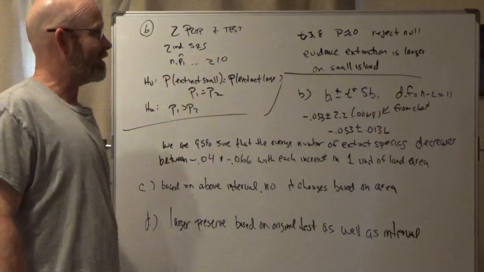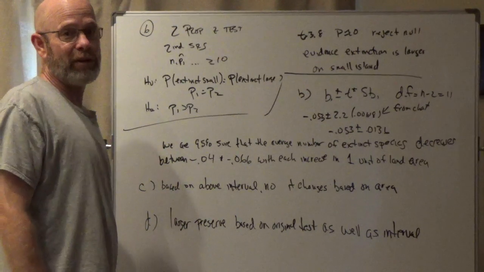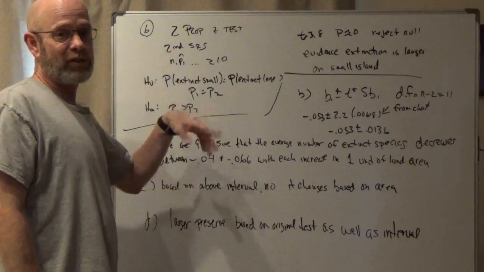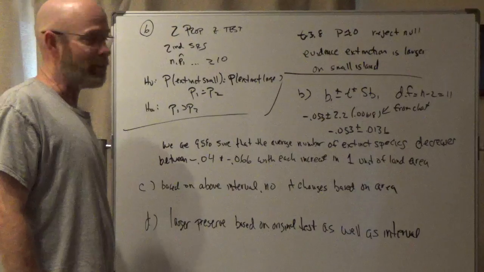And I got a test statistic based on their data of 3.8 with a p-value of 0, basically, again, so we reject the null. So there is evidence that the extinction rate is larger on the smaller island than it is on the big island.